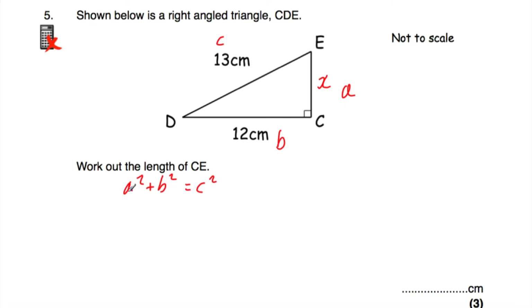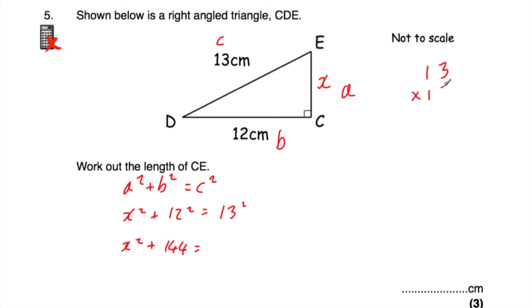Now let's substitute in our values. So instead of a squared, it's going to be x squared plus, and instead of b squared, it's going to be 12 squared. And instead of c squared, it's going to be 13 squared. So we've got x squared plus 12 squared is equal to 13 squared. So that's x squared plus, now 12 squared, well 12 times 12 is 144. And then that's equal to 13 squared. Now 13 times 13 is 169 if you know that off by heart.